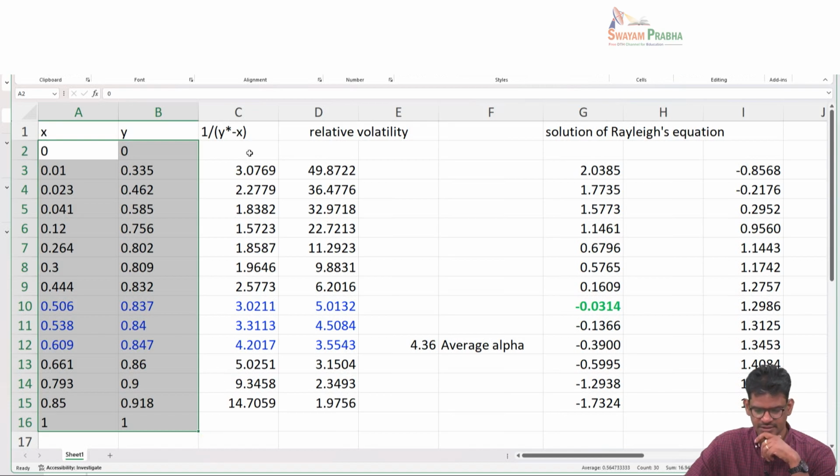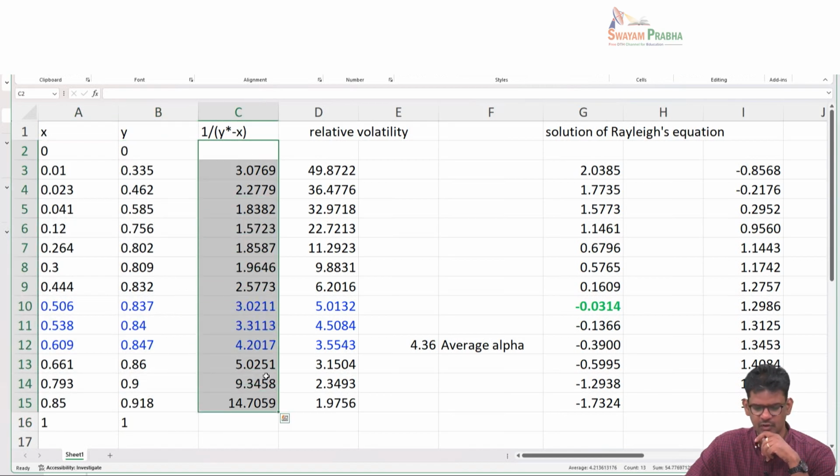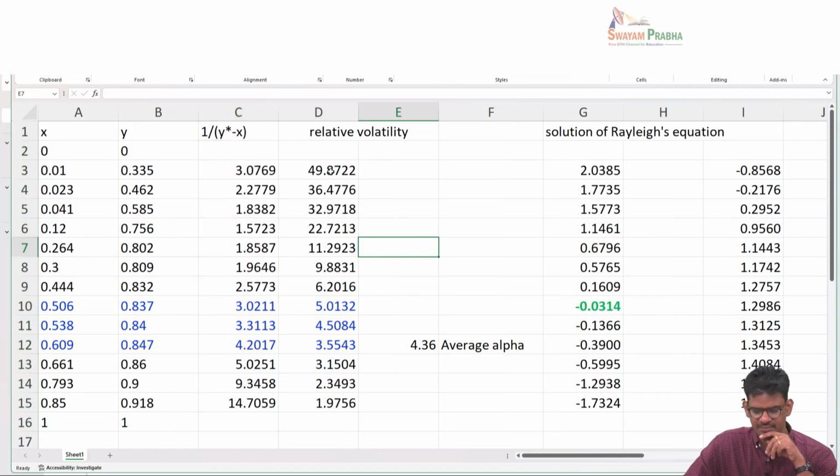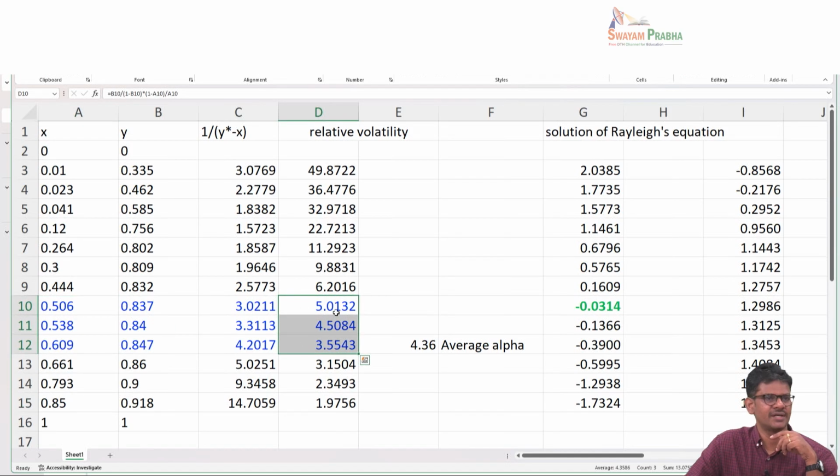And then this is the 1 by y minus x which I used in the plot, and I calculated the relative volatility for all composition. Okay, you can see it's largely varying. In the very beginning, when it is water rich and acetone lean, alpha is about 50, and then when I go to nearly about 85% of acetone and 15% of water, the relative volatility is close to 2. So it's a very largely varying alpha. But then if you focus your attention to the range between 0.5 to 0.6, your alpha is not that greatly changing. It is decreasing, but in a very narrow range.